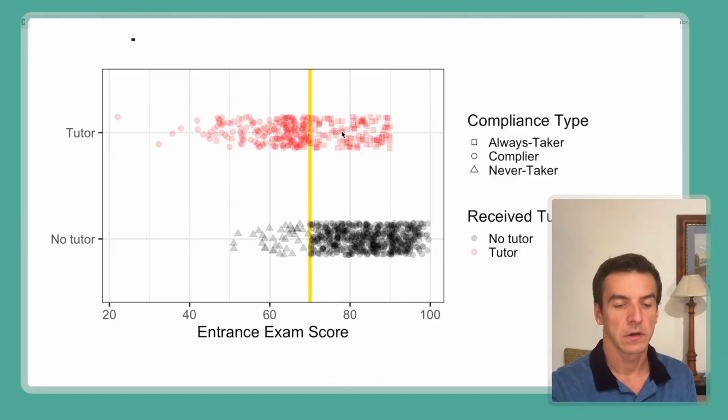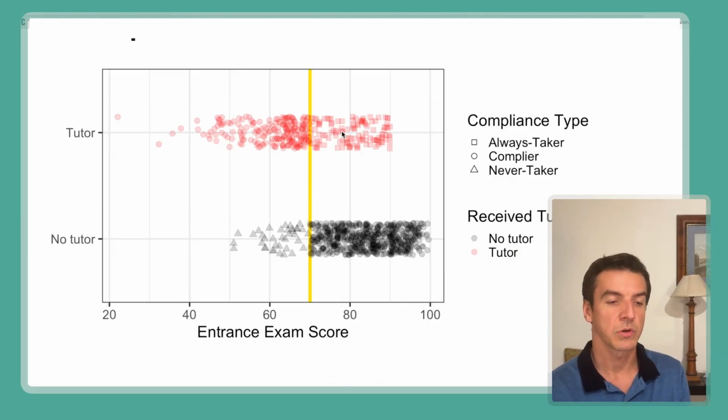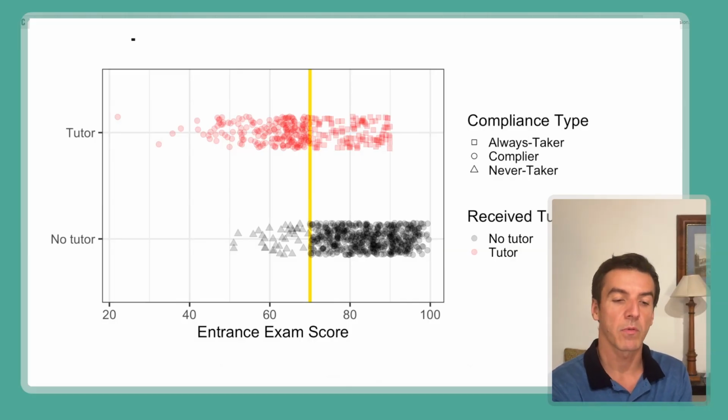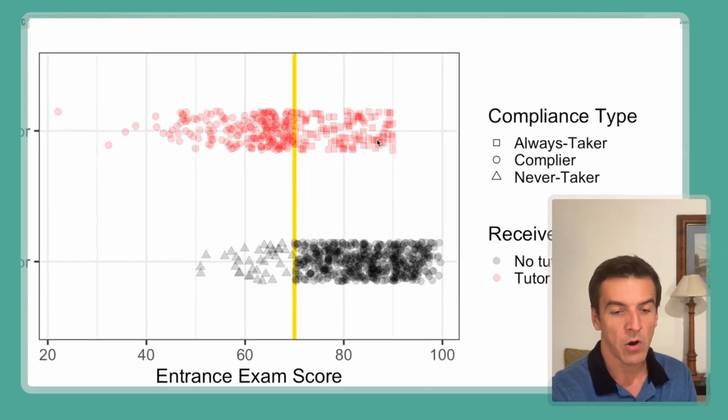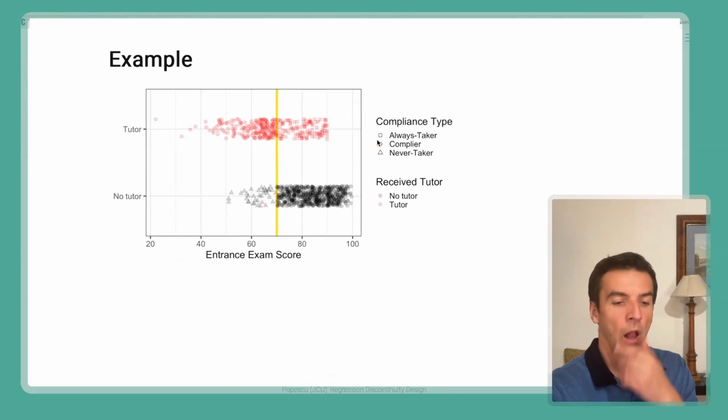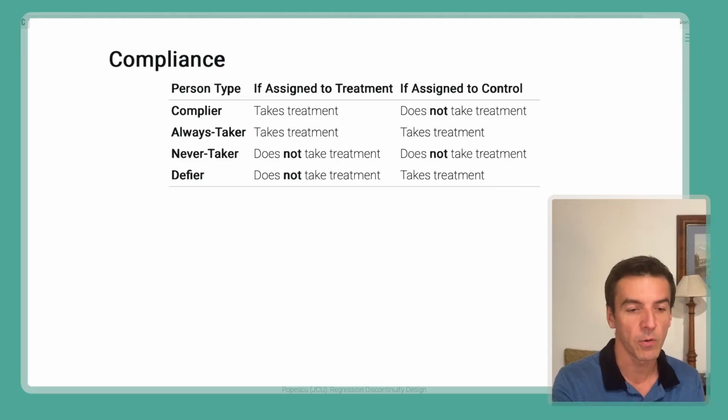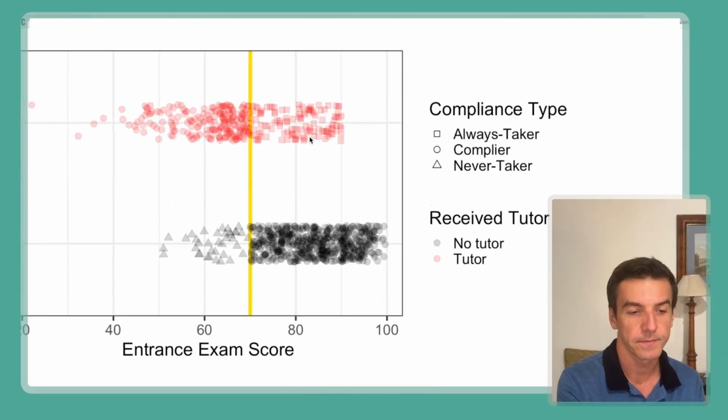The red figures represent students who got the tutoring program. The black ones are the ones who didn't. So the squares are the always takers. Once again, always takers are people who take the treatment if assigned to treatment, and they also take the treatment if they're assigned to control. So here they are.